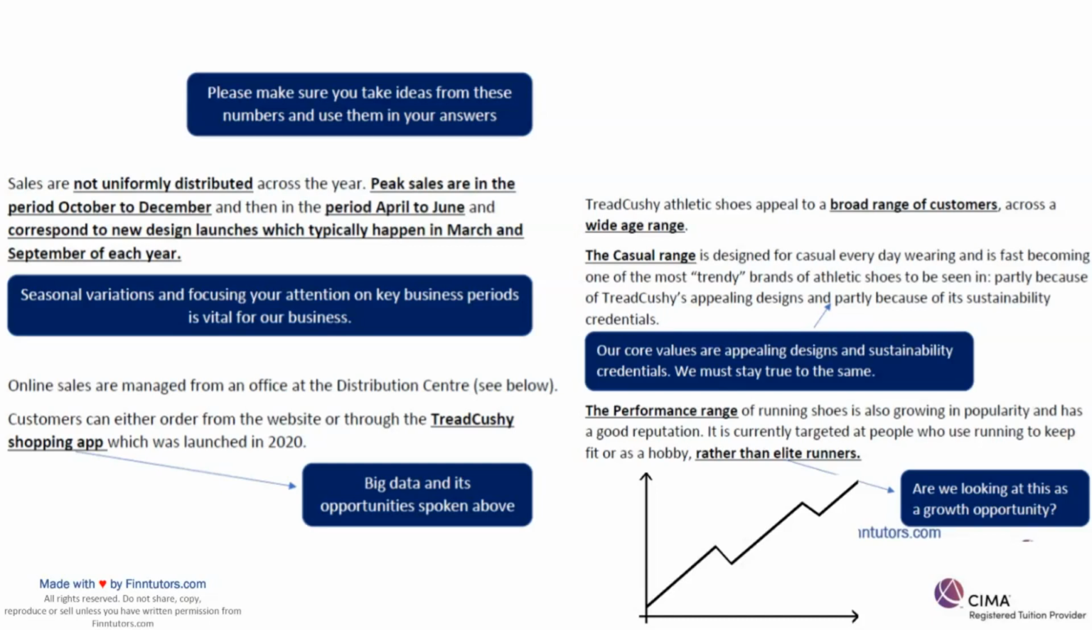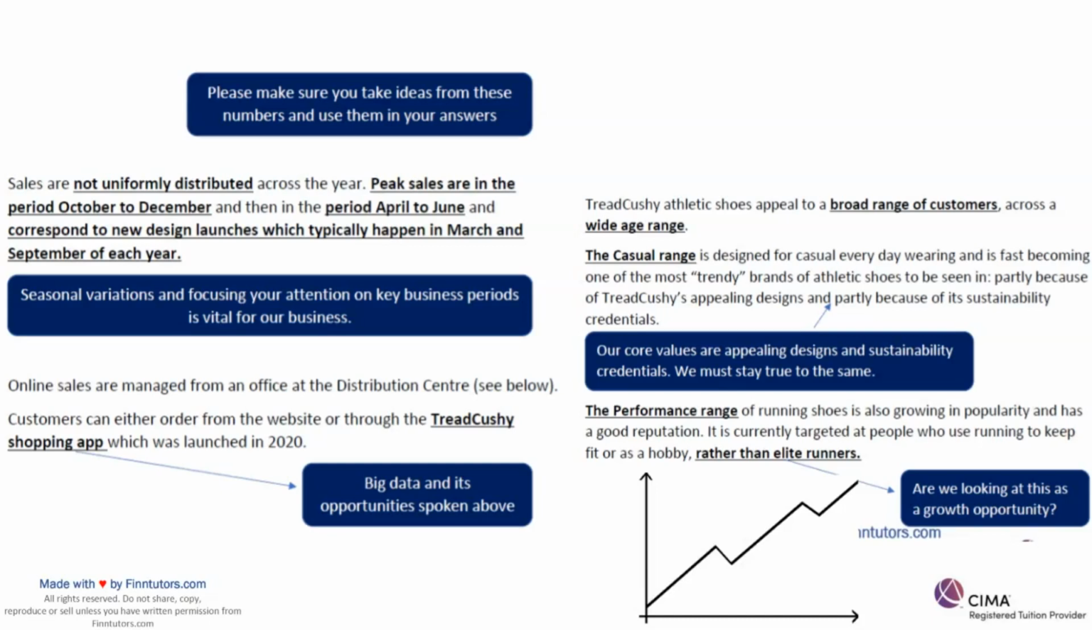So what I can see over here is seasonal variation is something that is occurring in our business. So seasonal variation, time series, time analysis, when you are selling the most, where you are selling the most, is something that you can focus upon. This is part of your P1 syllabus. So focusing your attention on key business periods is vital for our business. Something to keep in mind, a very realistic exam question can be time series.